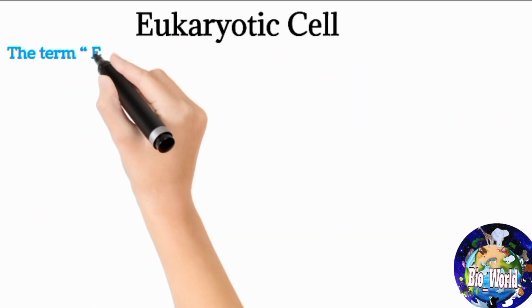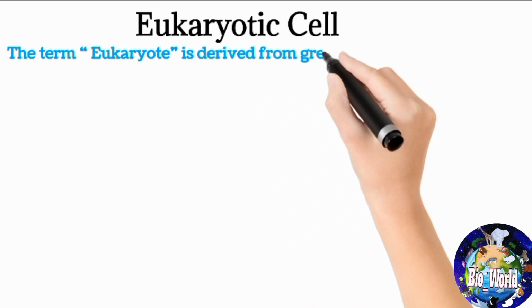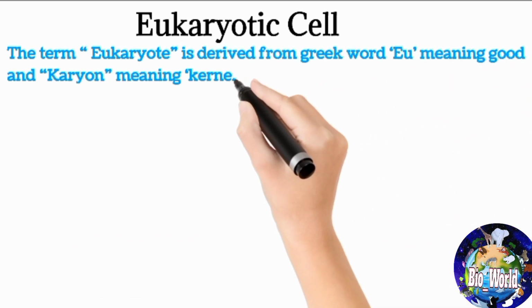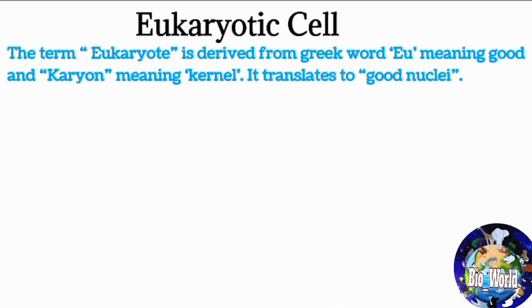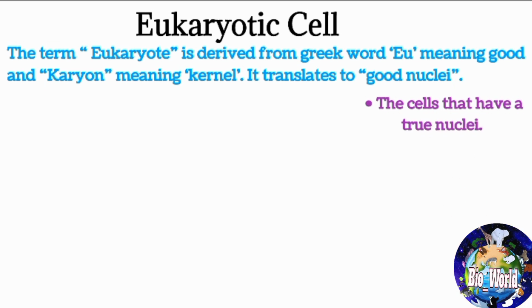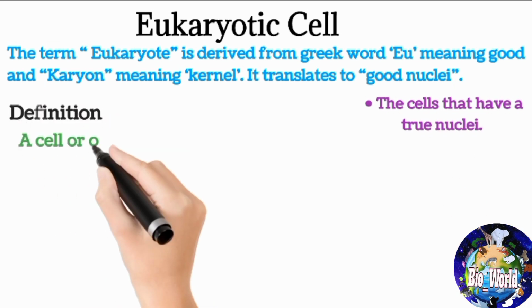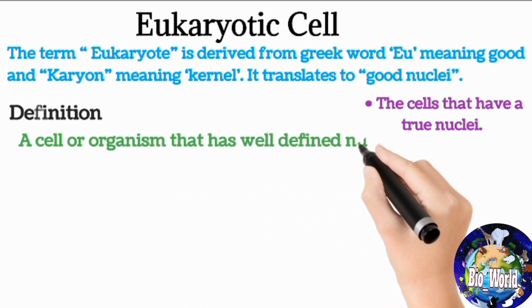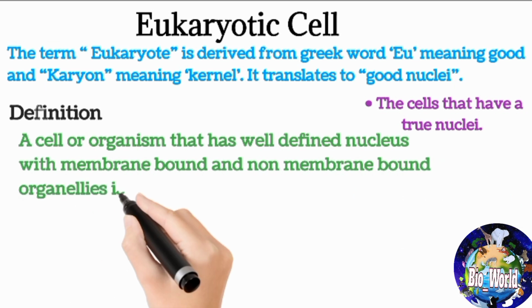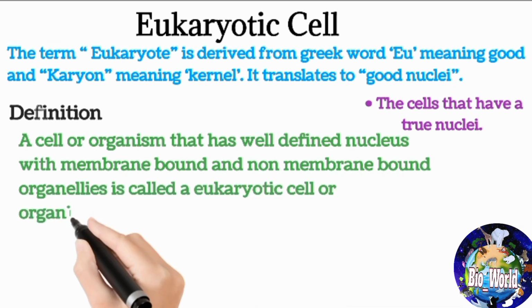Eukaryotic cell. The term eukaryote is derived from the Greek words eu, meaning good, and karyon, meaning kernel. It translates to good nuclei, meaning the cells that have a true nucleus. So, a eukaryotic cell is defined as a cell or organism that has a well-defined nucleus with membrane-bound and non-membrane-bound organelles, and is called a eukaryotic cell or organism.